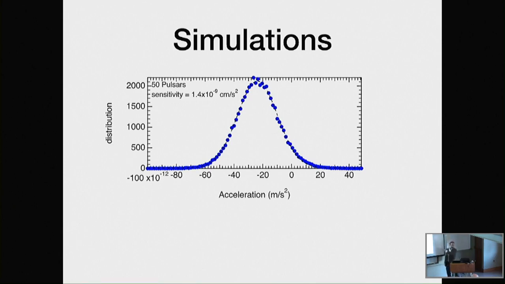So this is super exciting. One problem is that there's only about 10 pulsars right now whose proper motion, whose motion on the plane of the sky, is known well enough to apply corrections at this level. And so I'm probably more like at the 3 or 4 times 10 to the minus 9 centimeters per second squared right now.